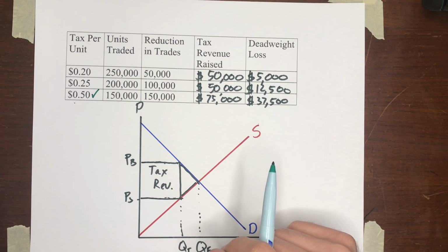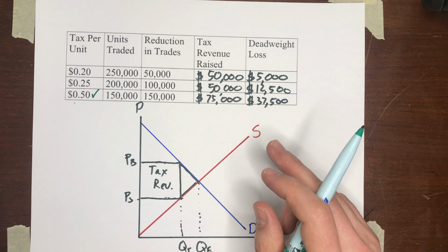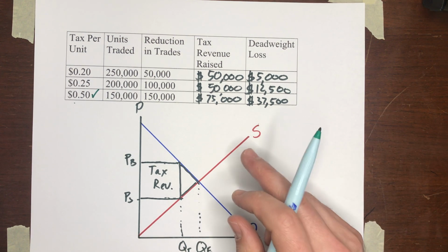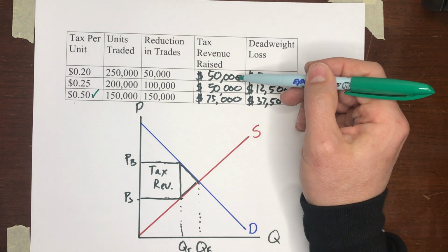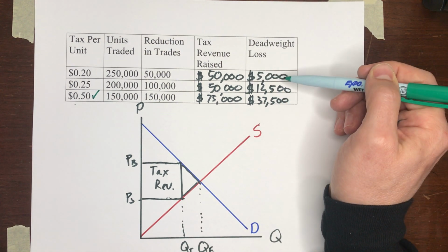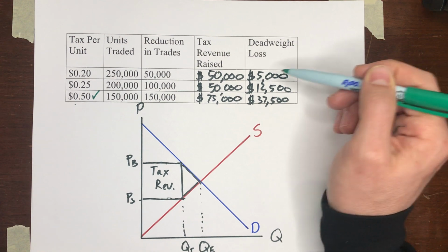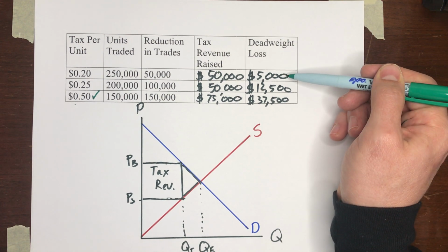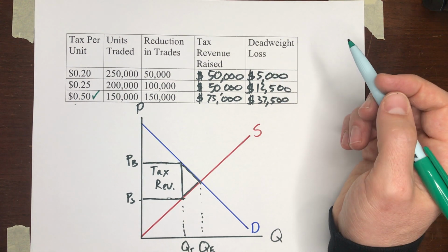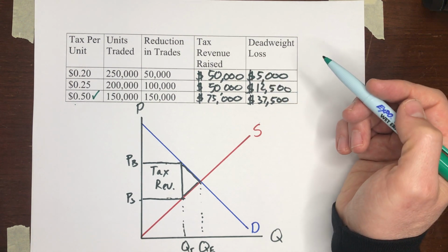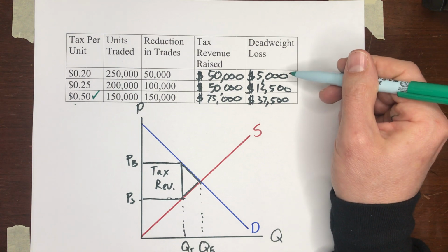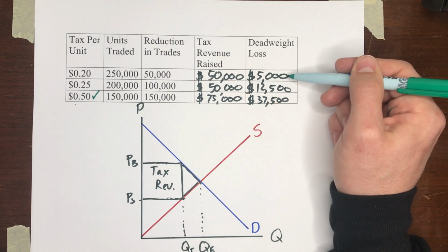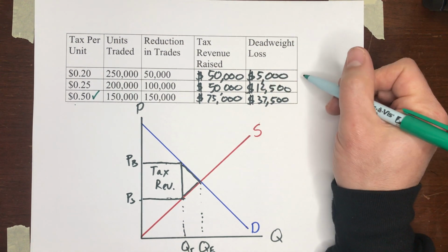Part C, if the goal of your state government is to raise tax revenue in the most efficient manner, which tax is preferable? By efficient, they mean the most revenue raised per deadweight loss, or the reverse of that would be the smallest deadweight loss per dollar of revenue raised. Well, your deadweight loss per dollar of revenue raised is just the deadweight loss divided by total revenue raised.